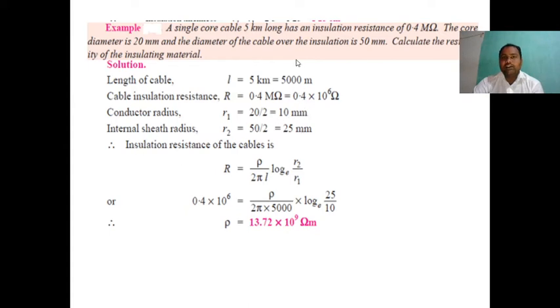So what do they need to find out? They need to find out the resistivity. Already we know the formula, resistance R is equal to rho by 2 pi L log base e R2 by R1. Substitute all the values, including the length of the cable. From that expression we easily find the specific resistance rho is equal to 13.72 into 10 power 9 ohm meter. This is an indirect problem. They gave the resistance of the insulation, but they need to find the specific resistance.